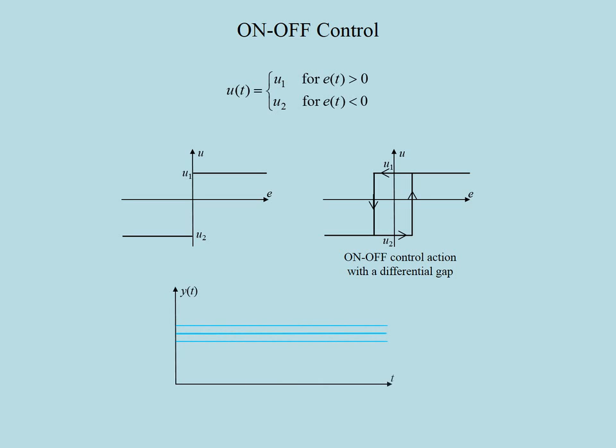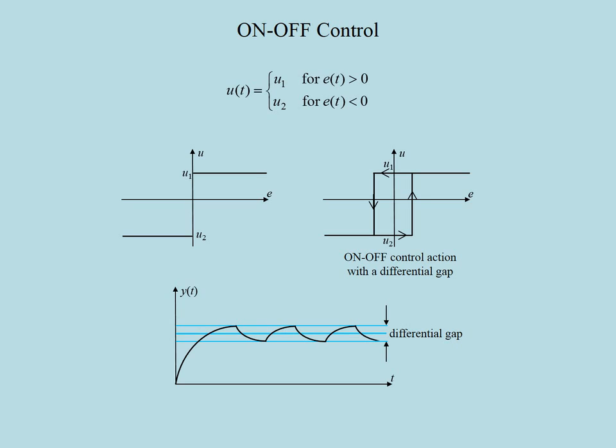Here is a typical waveform for the output you would get if you use an on-off controller. The thick blue line shows the reference value and the thin lines show the differential gap for switching. The sign of the error signal changes whenever the output passes the reference value up or down. Nevertheless, in switching the control action to drive the output towards the reference value, a small error around it is tolerated.